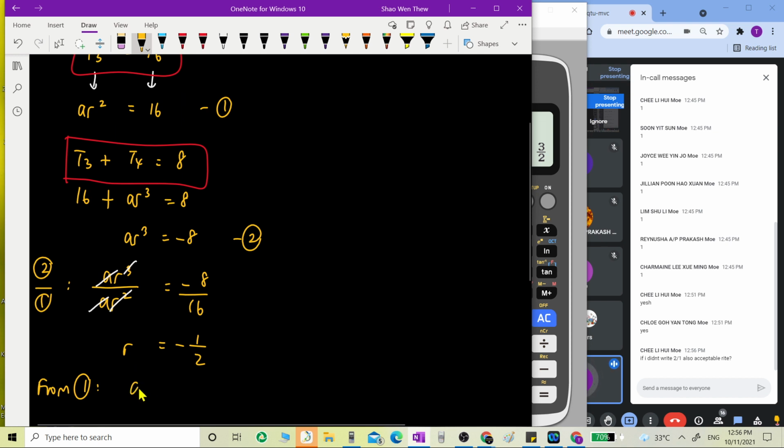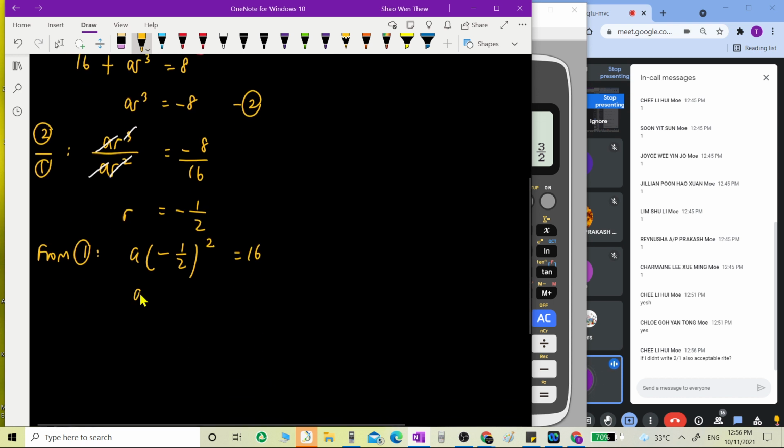Okay, so from 1, a bracket negative 1 over 2 square equal to 16. So this one you can use the calculator. a over 4 equals 16. So a equal to 64. So after you get the a and r, now you can go to write the formula.